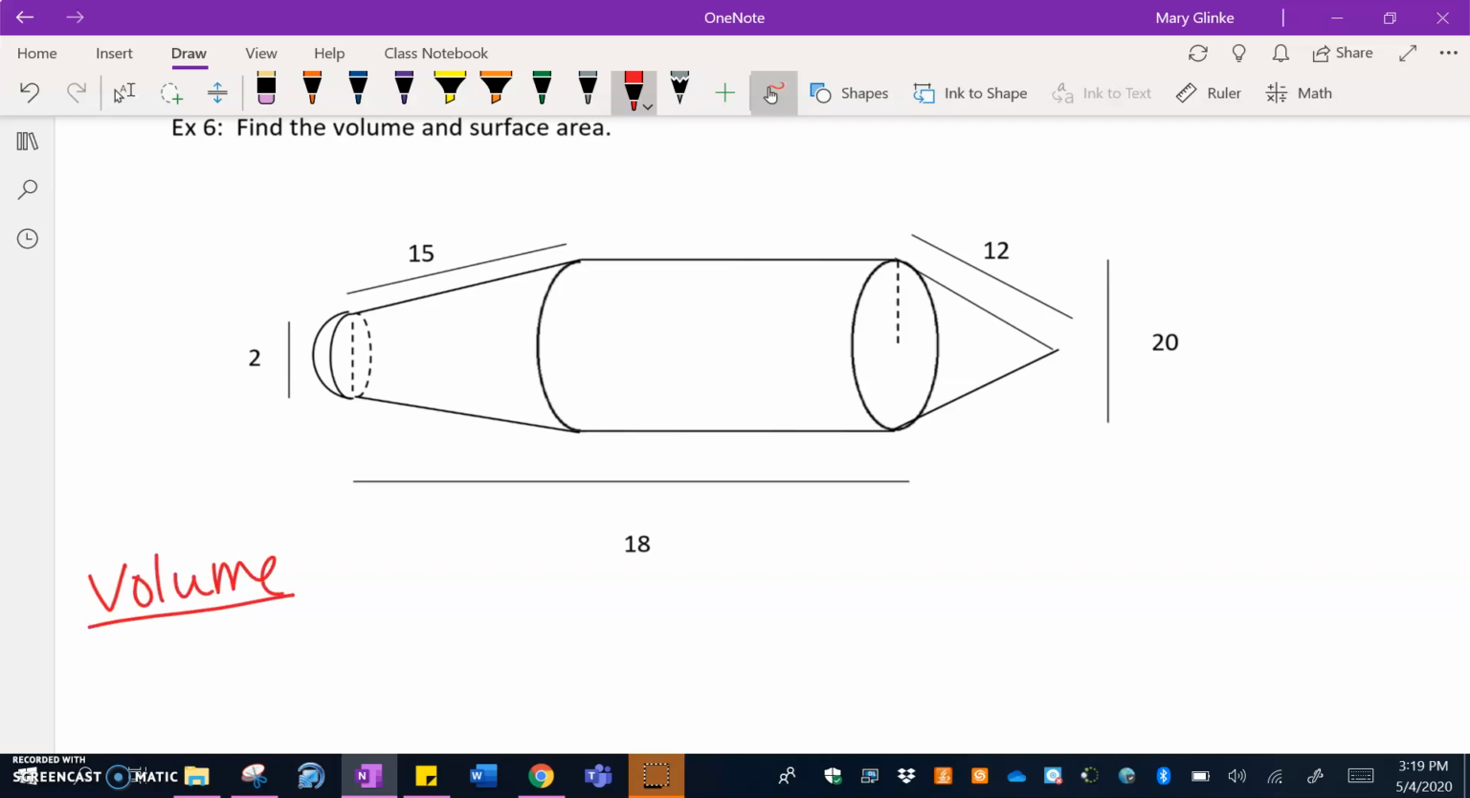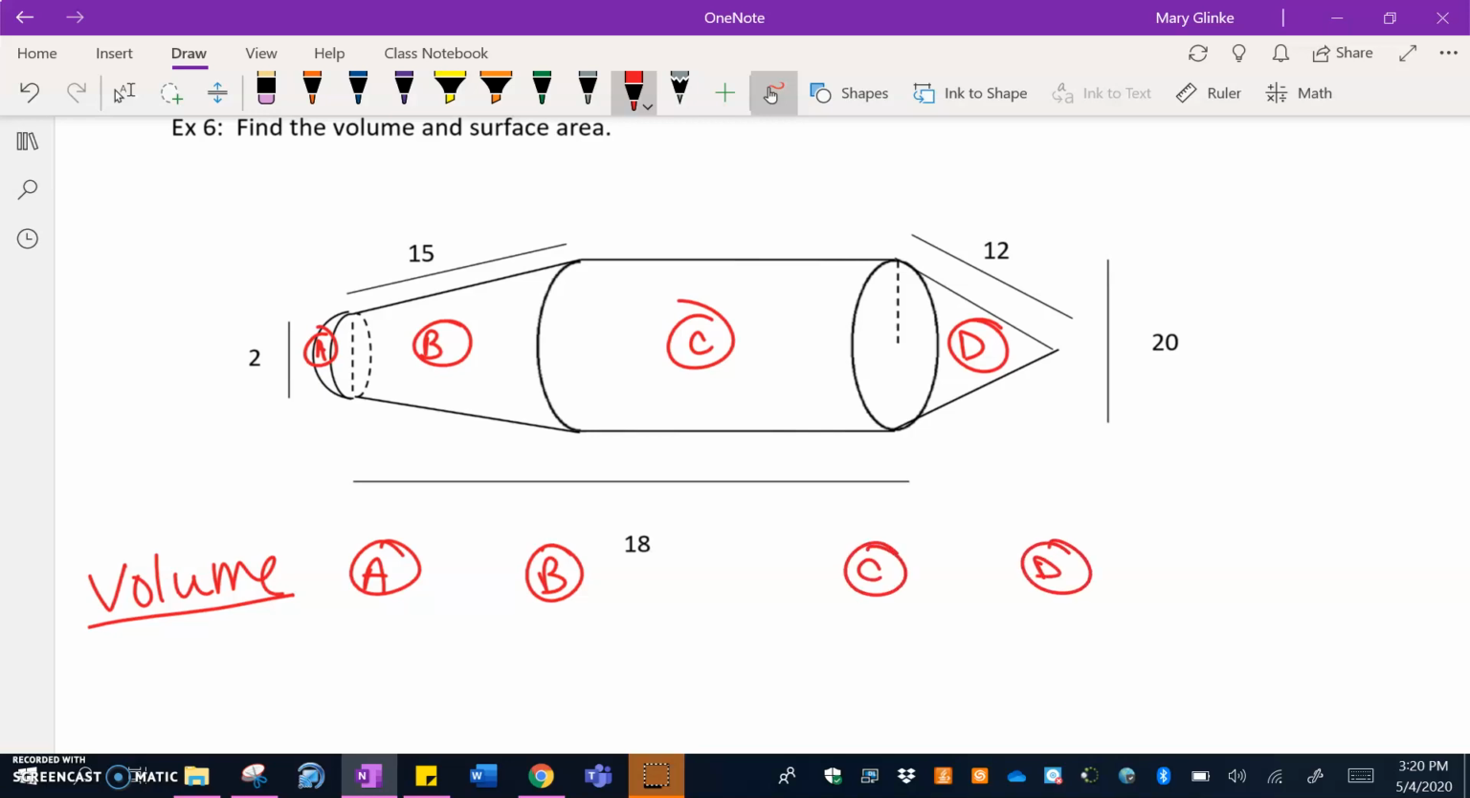So we're going to need to make a plan here. So what I'm going to do is I'm going to label each part. So I have a hemisphere up here, A. I have a frustum here, which is B, a cylinder here, which is C, and a cone here, which is D. So we need to find the volume of each part, A, B, C, and D.